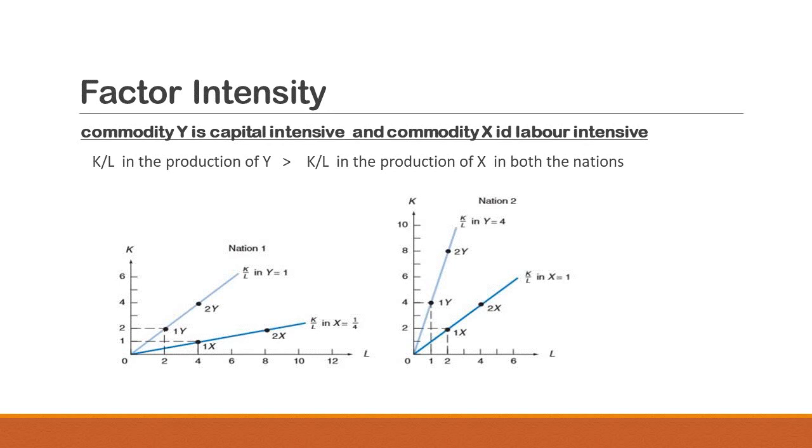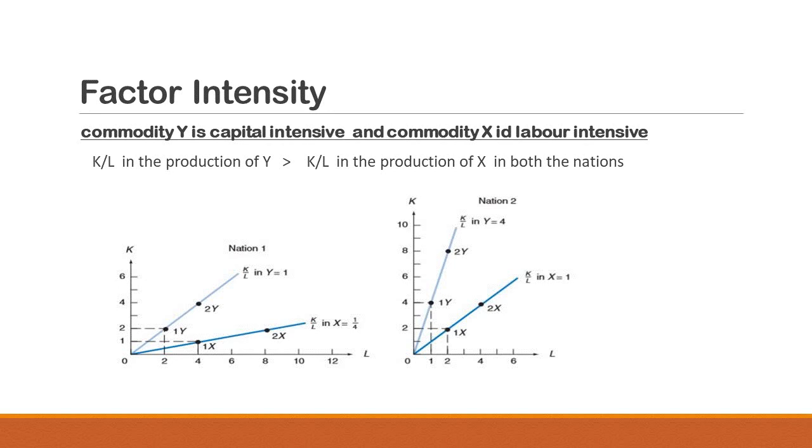That means capital labor ratio in the production of Y is higher than capital labor ratio in the production of X in both countries. In the figure, you can see that capital is taken along the y-axis and labor is taken along the x-axis, and the ray from the origin shows the capital intensity of production. Actually, the slope of the ray from the origin shows capital labor ratio.